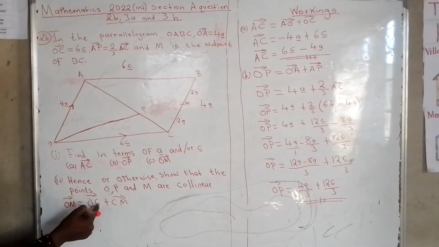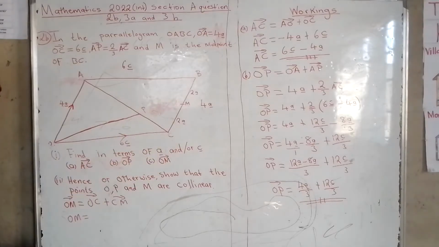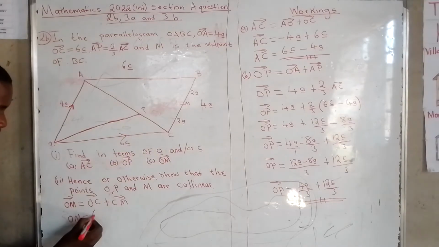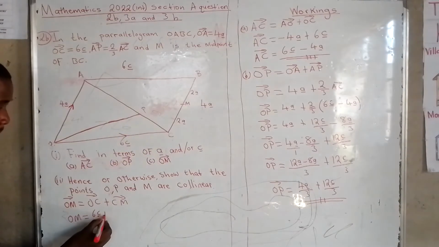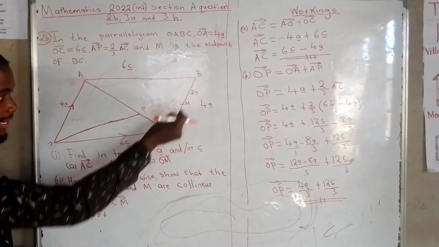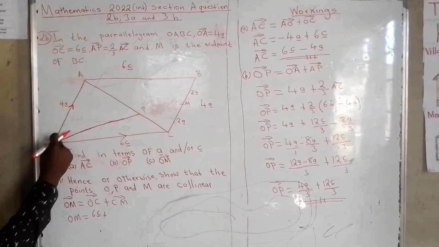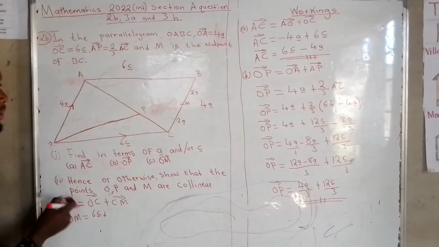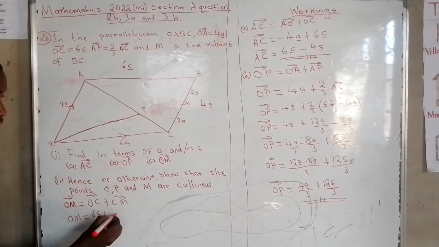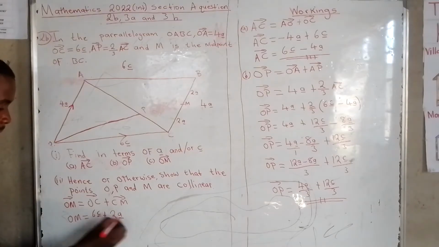So that finally OM is equal to, what is OC? We are not opposing this direction. So it will still be 6 vector C plus CM. We are not opposing this direction. This direction is going like this. Same applies to this end. So plus, which is 2 vector A. So we say 2 vector A.